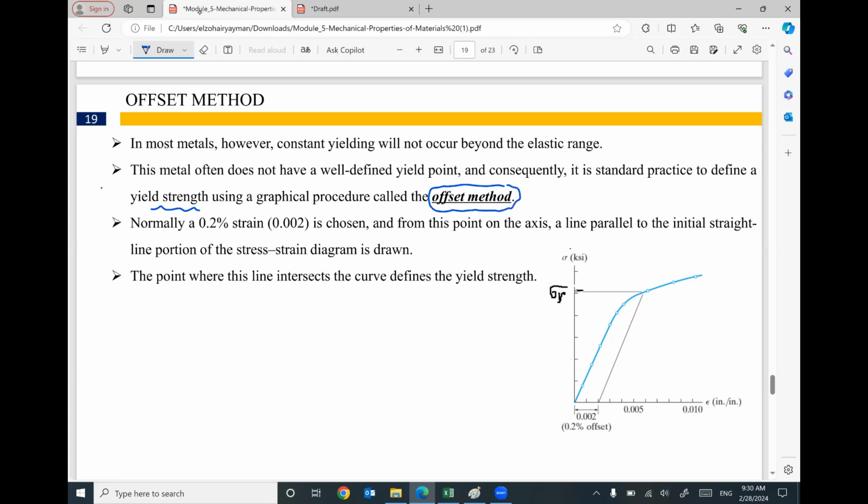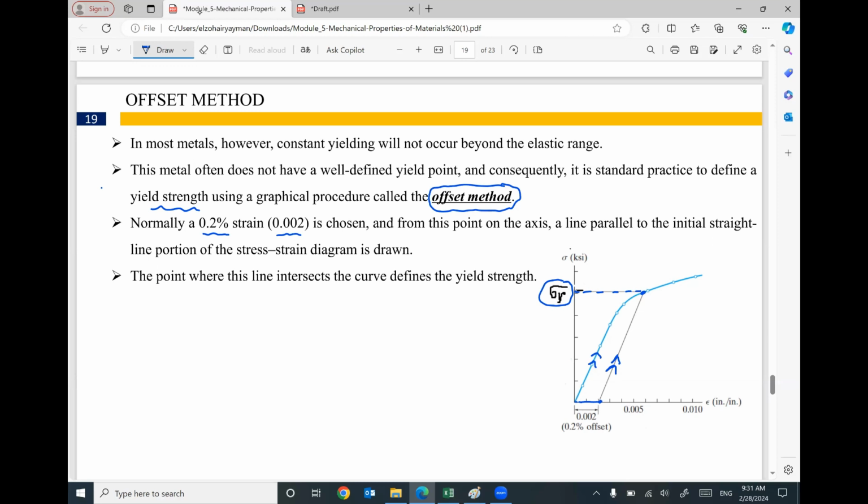What is the meaning of offset method? In this method, we are going to figure out a value of strain equal 0.2% or 0.002. After you measure this value of strain, I will draw a line parallel to the linear relationship at the beginning of this curve until you hit the curve at a point. At this point, we can say this is the value of the yielding stress.